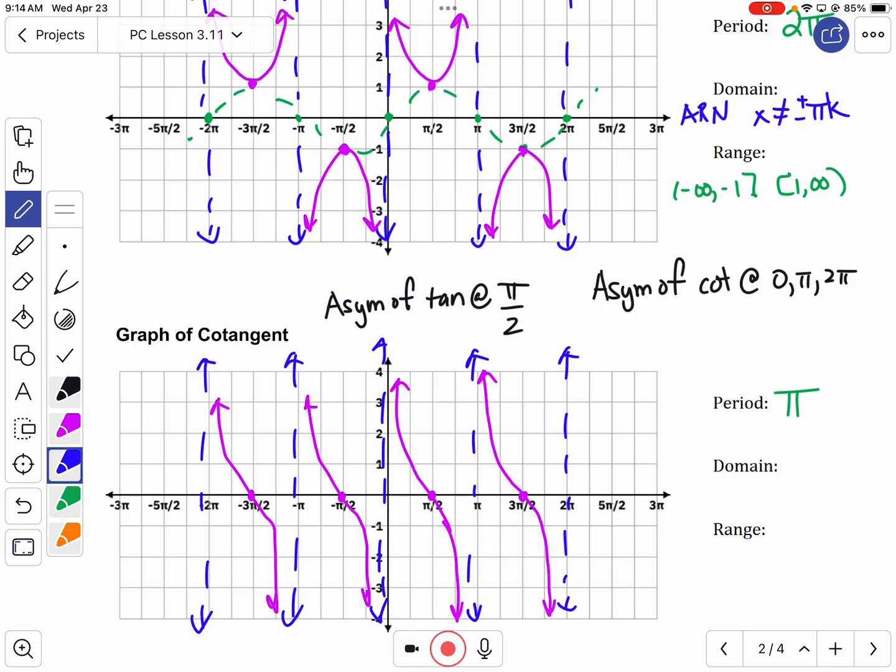When we talk about domain, again, everything works except the asymptotes. Because I can start there at 0, I'm just going to say plus or minus pi k because it's all the pi's. What about your range this time? It's everything. Okay, that decreasing snake takes care of everybody. So it's all real numbers, just like tangent. So the only thing that changes between tangent and cotangent is your domain. It's where your asymptote falls.